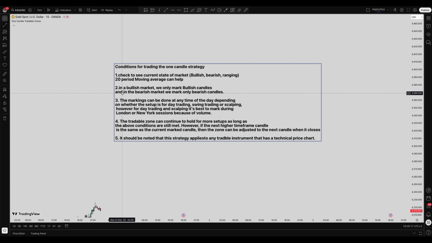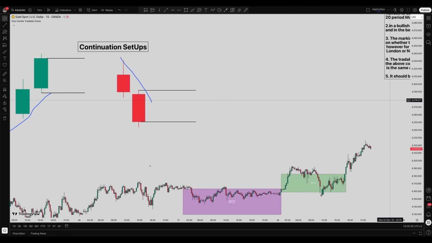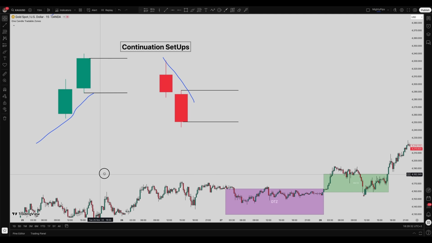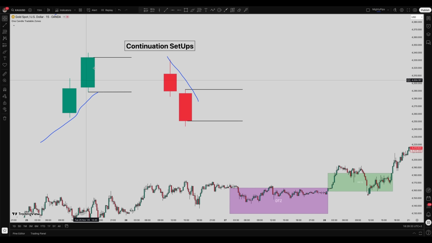The next thing is, in a bullish market, you only mark bullish candles, and in a bearish market, only mark bearish candles. In this, I want to say that, for example, if the market is going up like here, if it is moving up, you don't mark any bearish candle which is above a 20 period moving average. Don't mark the bearish candles above a 20 period moving average. Only mark the bullish candles.